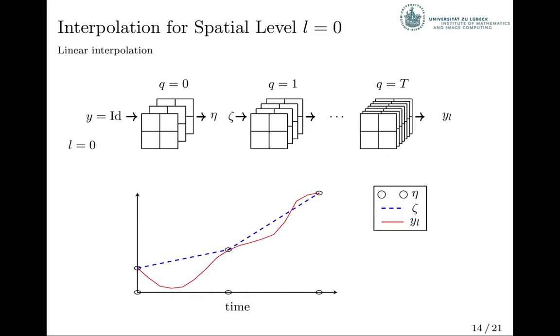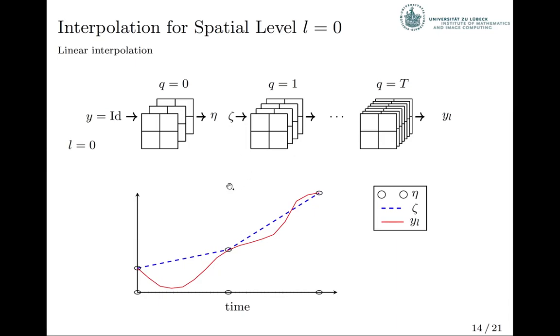So at the coarse level, we start with the first registration of 3 images. To register these 3 images, we initialize our registration algorithm with the identity map. Identity map simply means that we assume that there is no deformation. And after the registration, we get an estimate eta. In this plot, the eta is represented by these black circles here.